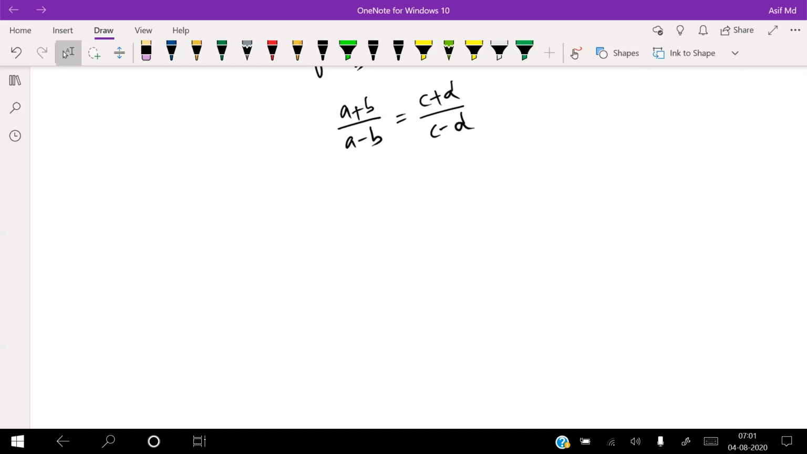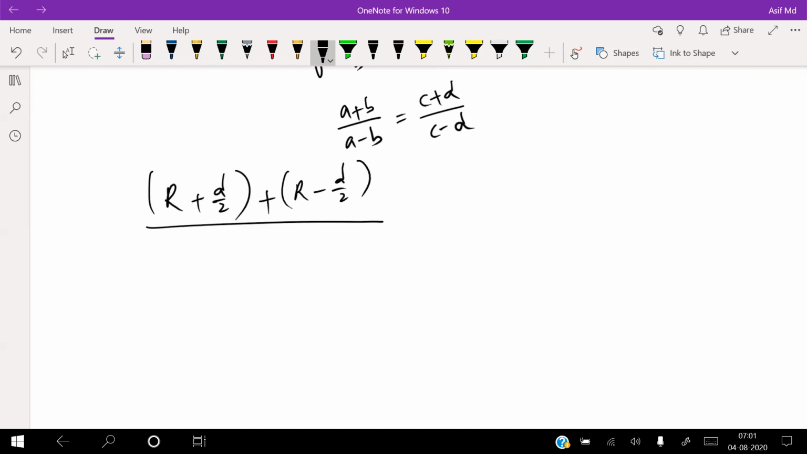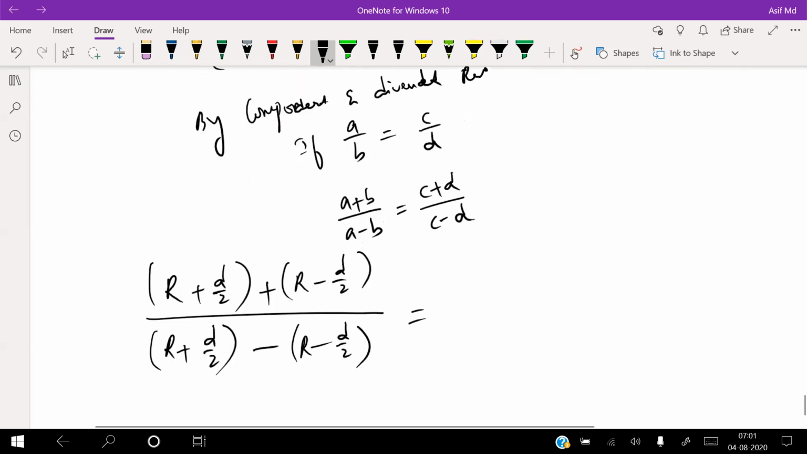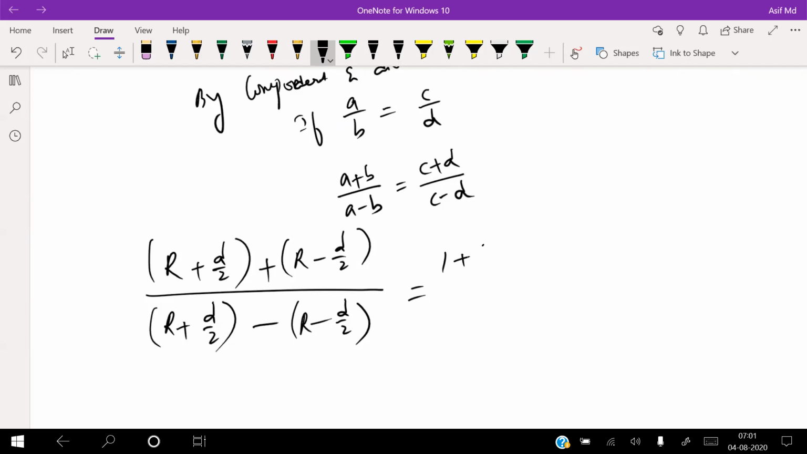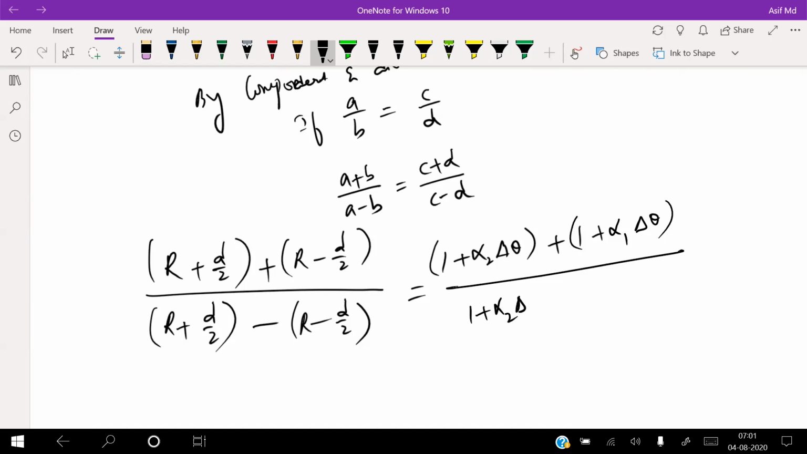So applying the componendo and dividendo rule, it is R plus D by 2 plus R minus D by 2 divided by R plus D by 2 minus R minus D by 2, is equal to C plus D, where in place of C we have 1 plus alpha 2 into delta T. So this becomes 1 plus alpha 2 into delta theta plus 1 plus alpha 1 into delta theta, divided by 1 plus alpha 2 into delta theta minus 1 plus alpha 1 into delta theta. How much will this become?